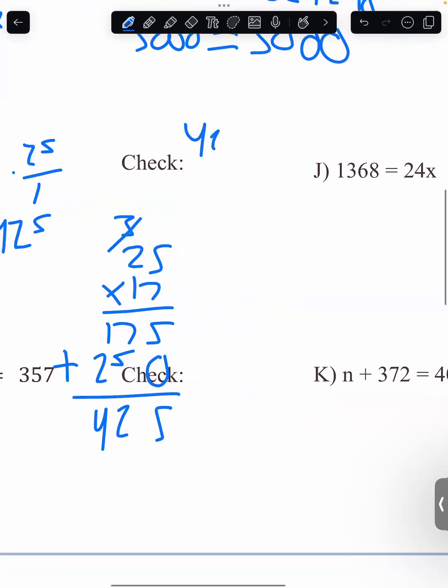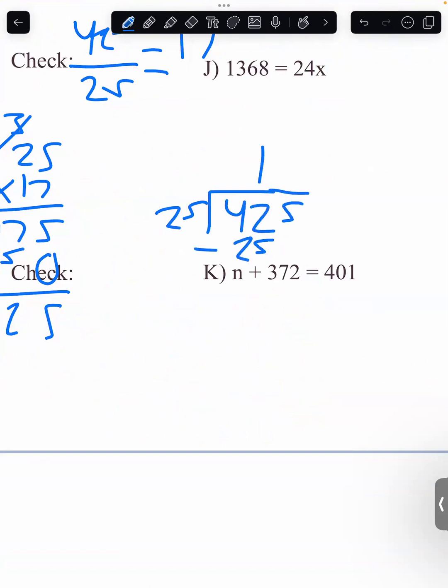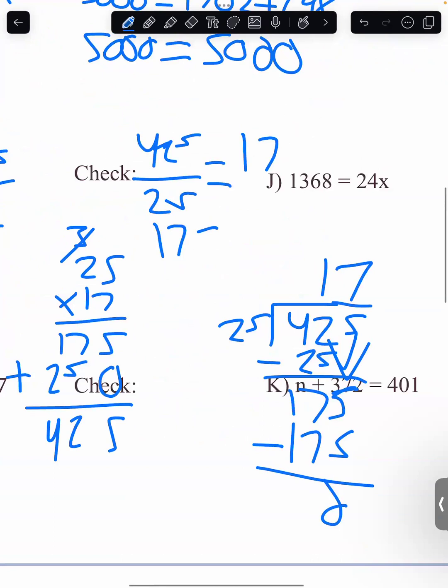Okay, so 425 divided by 25 should equal 17. Well, let's see if it does. 25 doesn't go into 4, goes into 42 one time. Okay, so that would be 25 times 7 is 175. Okay, so that is indeed 17.